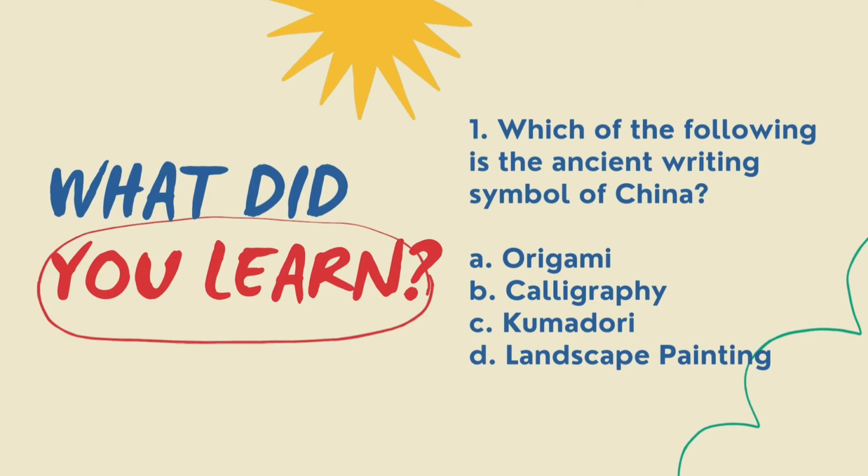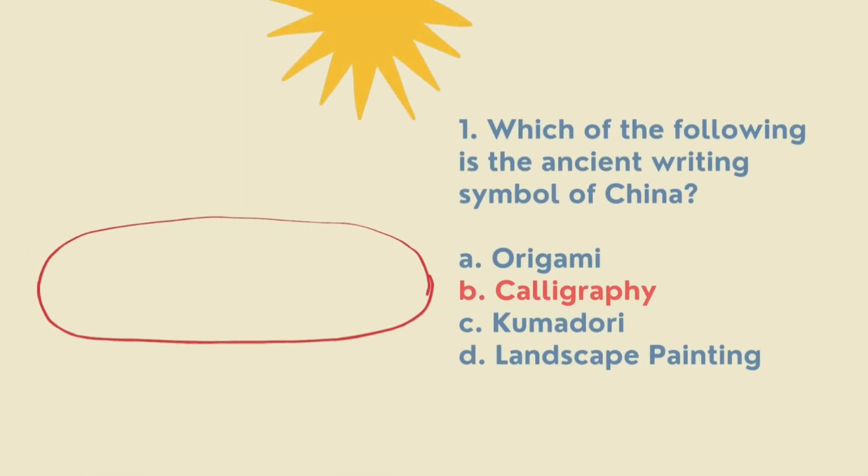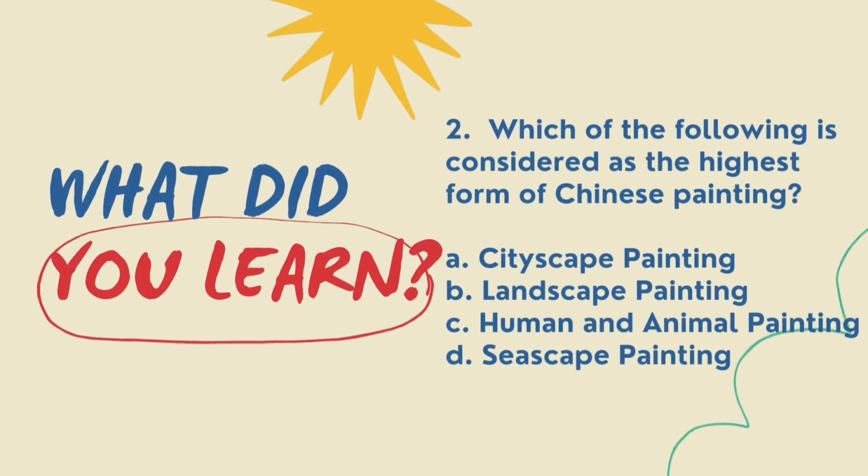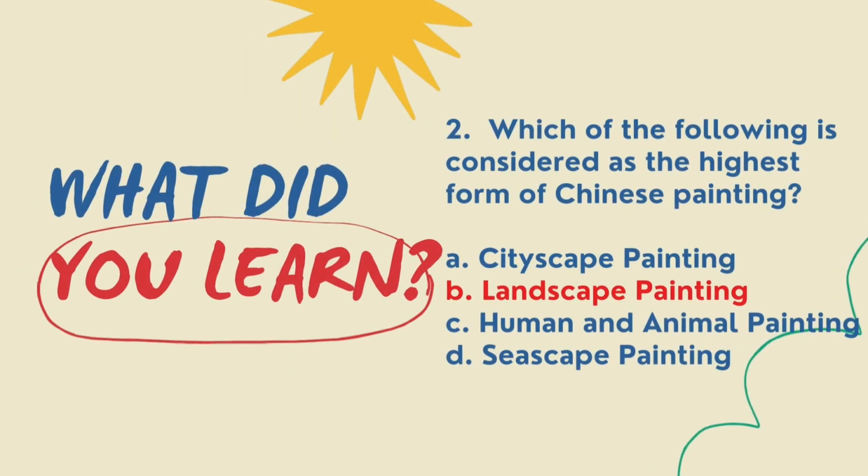Number one, which of the following is the ancient writing symbol of China? Origami, calligraphy, kumadori, landscape painting. If your answer is letter B, then you are correct. Very good. Next, number two. Which of the following is considered the highest form of Chinese painting? If your answer is letter B, landscape painting, then you are correct.